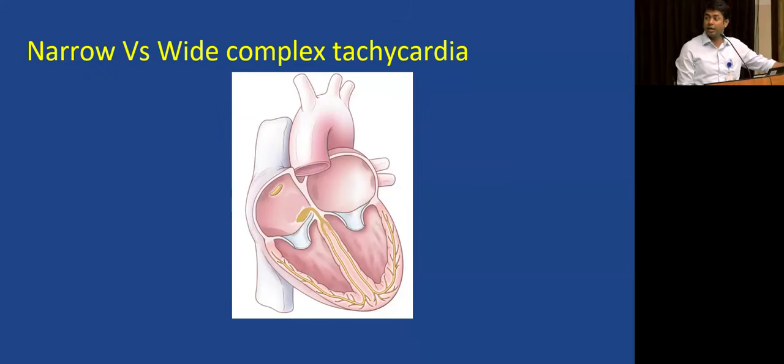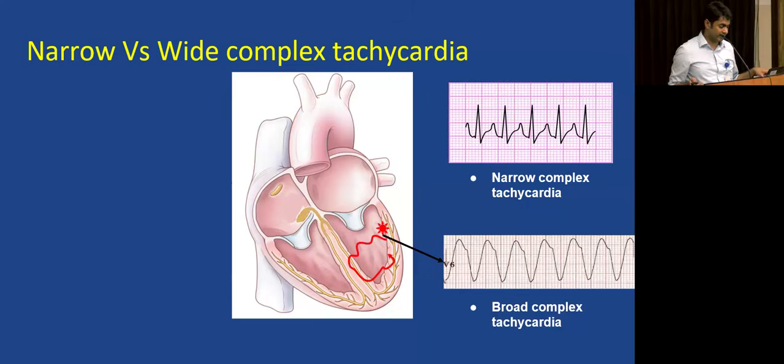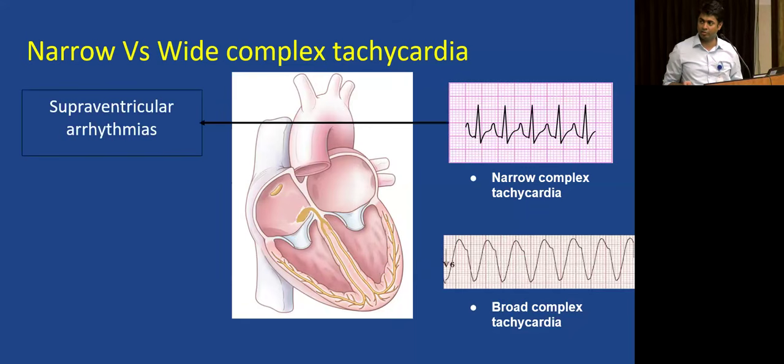We'll start this. So narrow versus wide, we had a brief discussion last time. Anything that comes down the normal conduction system, by virtue of its fast conduction and also being in the center of the ventricular myocardial mass, causes a narrow complex, that is less than 120 milliseconds. Anything that doesn't follow this rule, either because the tachycardia or the ventricular activation is in the ventricle, or because of so many other reasons, causes a wide complex.